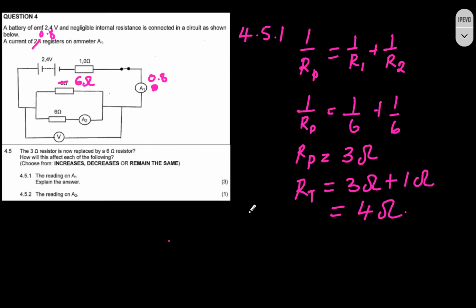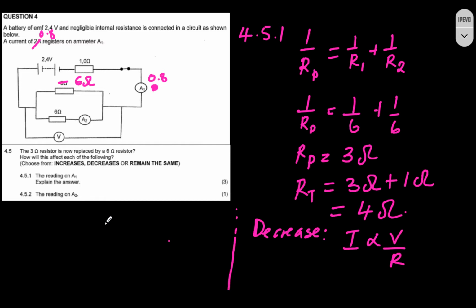Since the total resistance of the circuit increased, this will lead to a decrease in the current. In other words, the reading on A1 is going to decrease. Why is it going to decrease? Because we know that current is directly proportional to the potential difference and inversely proportional to the resistance. As you can see, these are inversely proportional. So since the resistance increased, then the current will decrease. That's how you're going to explain it.